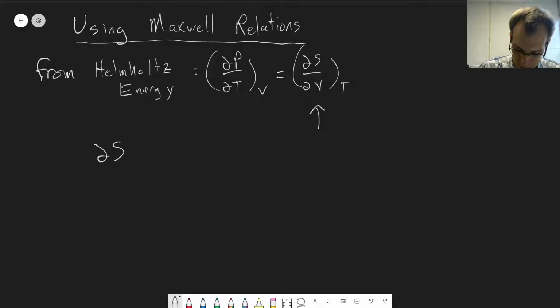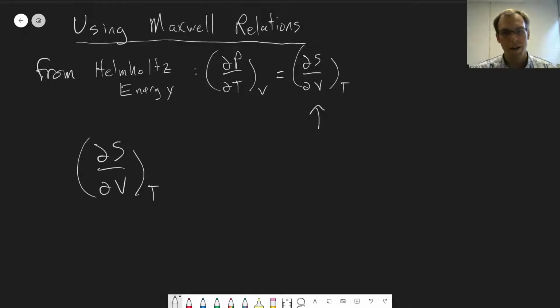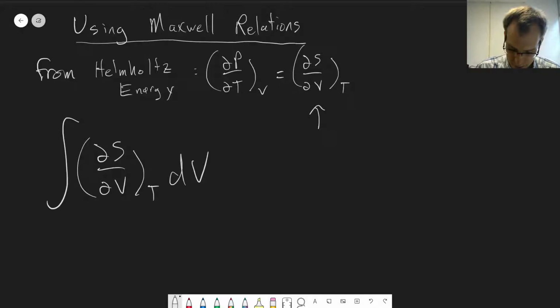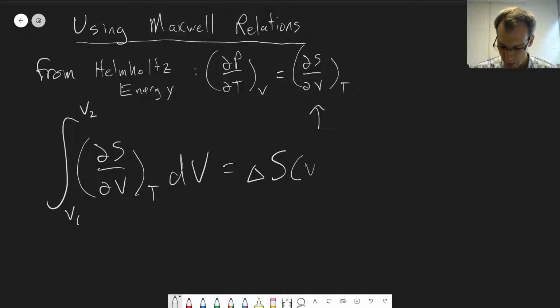If we consider dS/dV at constant T, if we wanted to find a change in entropy for a system, we have this currently as a derivative. If we want to do the opposite of a derivative, we need to do an integral. Right? So if we integrate, since this is dV on the bottom, we're going to integrate over volume, going from volume 1 to volume 2. This would give us a value for delta S, going from V1 to V2.